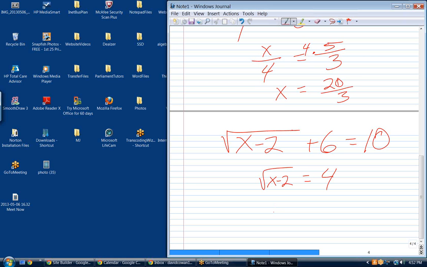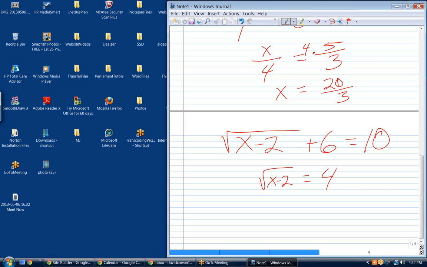Do what? 2. Not yet. Not yet, because it's still inside that radical sign. So we can't remove it without doing something first. Square root the 4. Square both sides. Not square root the 4. That's kind of going in the wrong direction. We want to square the 4.